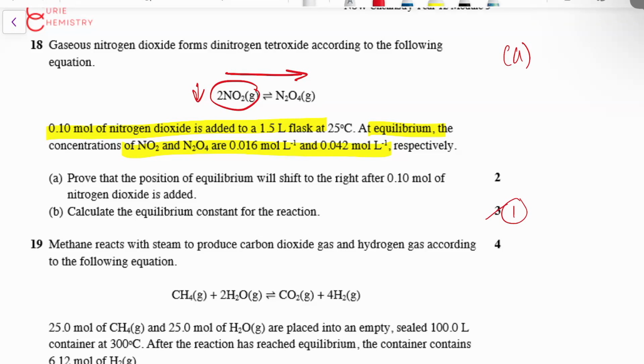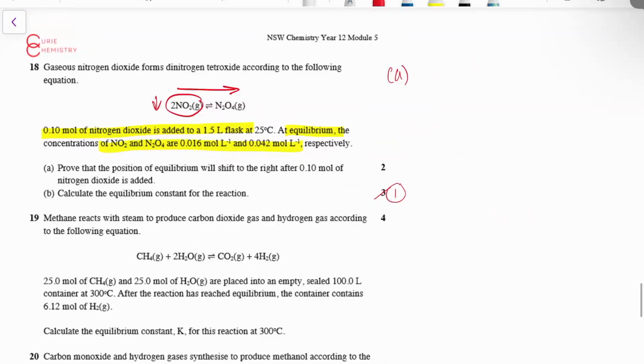So normally we would calculate Q and then compare it to K, but in this case, let's do it that first way. Calculate the initial concentration, calculate the equilibrium concentration, and do it that way. So that in part B, we can still calculate the equilibrium constant. Just based on the way this question is worded. So the initial concentration of NO2, I'll put a subscript i to say that that's initial, is n on V. The initial moles is 0.1. And then the initial volume, or the volume doesn't change anyway, is 1.5 liters.